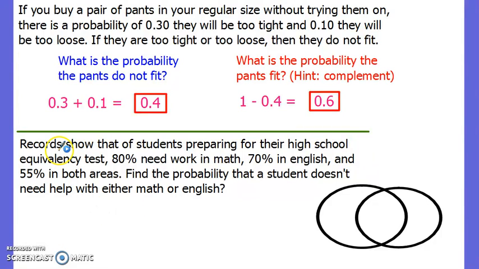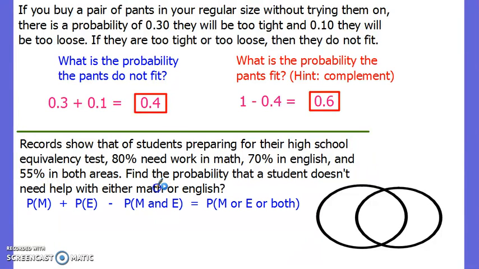Well, how about the one at the bottom? Records show that of the students preparing for their high school equivalency test, 80% need help in math, 70% need help in English, and 55% need help in both areas. Well, that means that we do have an intersection. So this isn't a mutually exclusive event. This is more of a general idea.